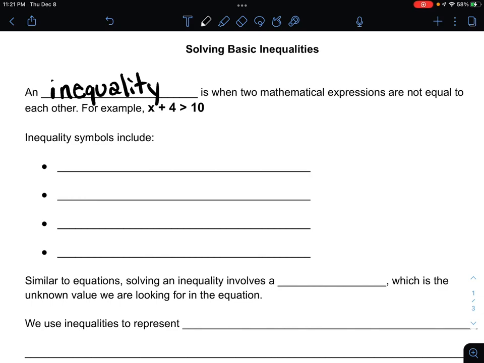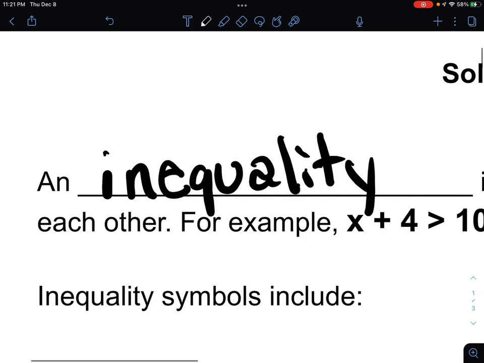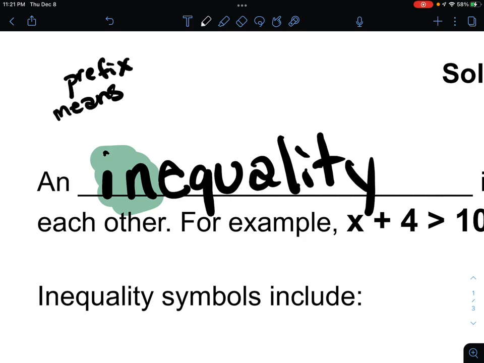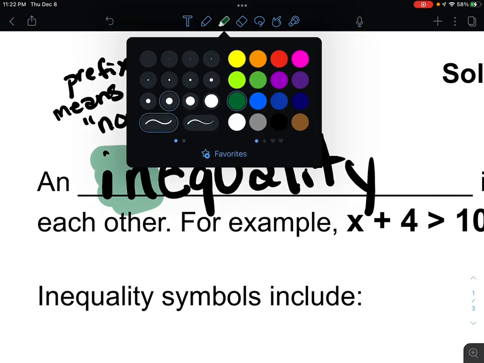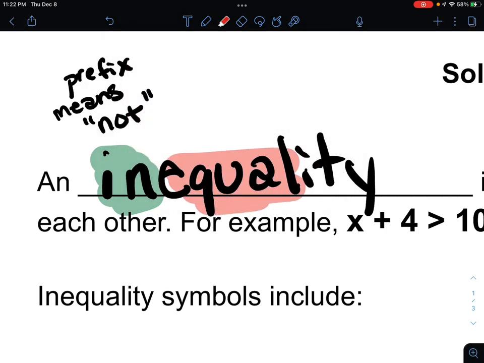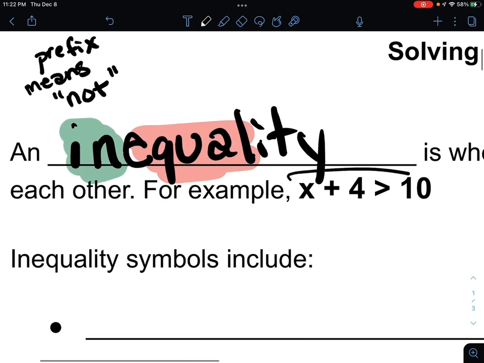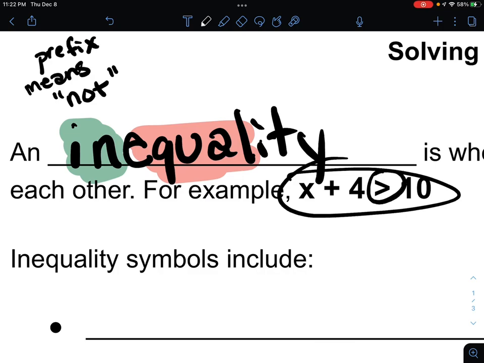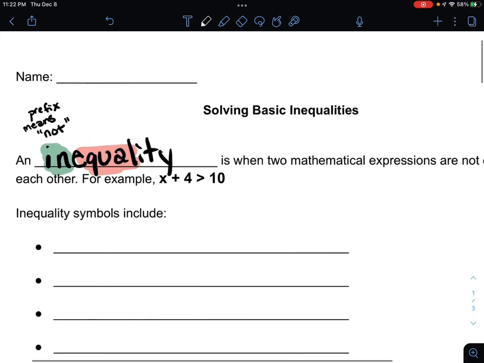To break down this word a little bit more, we have the prefix "in," which means not. So this is a prefix, right? That first part of the word, and it means not. So inequality is "not," and then of course we have our root here, "equal." So inequality means not equal, which makes sense, right? Because if we look at our example here, x plus 4 is greater than 10, we can clearly see that this is an example of when the mathematical expressions are not equal to each other.